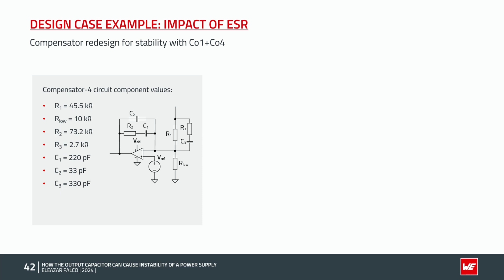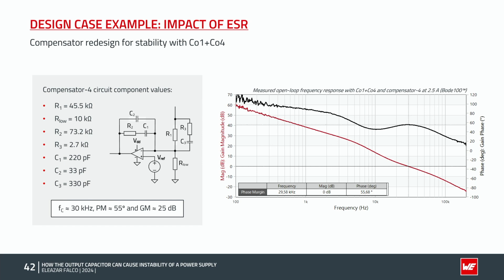But as before, a compensator redesign taking into account the plant characteristic with the H-chip polymer capacitor CO4 will just solve the issue. And with these compensator component values, we measure the following open loop response with a crossover frequency of almost 30 kHz and a phase margin of 55 degrees, with a gain margin of around 25 dB.